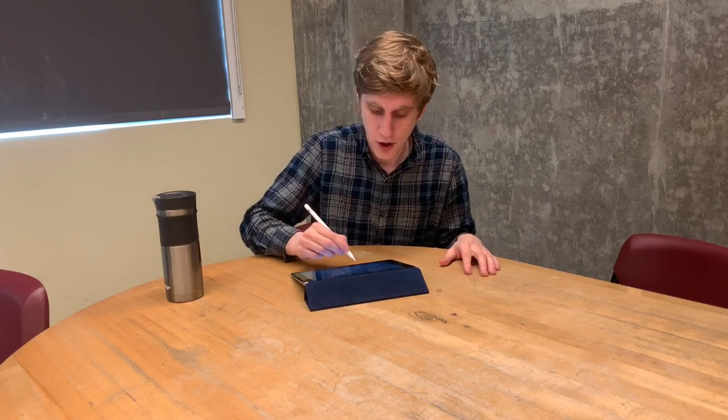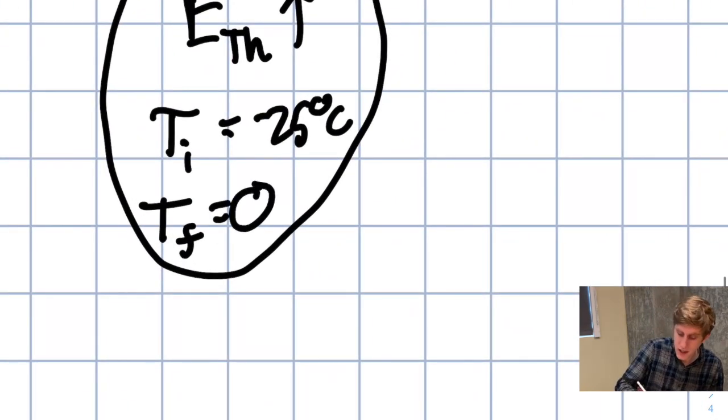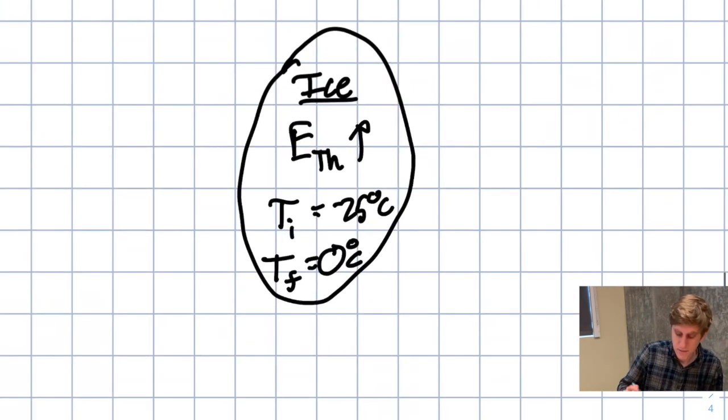Let's draw an energy interaction diagram just for that process. In this process, the only energy system we care about is the thermal energy system. And the process that we're looking at is the warming of the ice from negative 25 degrees Celsius to 0 degrees Celsius.